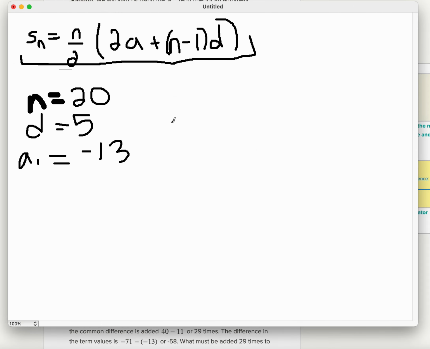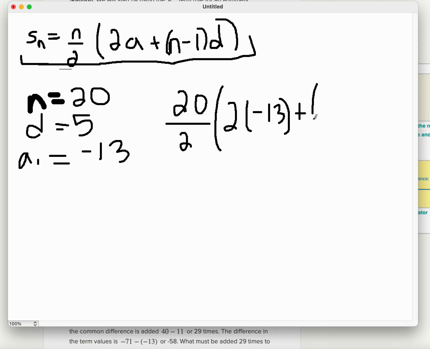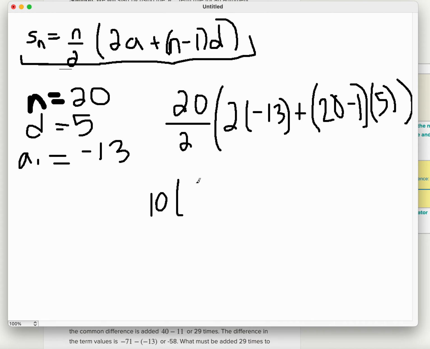I'm going to take all of that information and plug it in to get 20 over 2 times my first term. There are 20 terms in the sequence for this example, and my common difference is 5. Then I'm just going to simplify that. 20 divided by 2 is 10. 2 times negative 13 is negative 26, plus 19 times 5. So that gives me 10 times negative 26 plus 19 times 5.